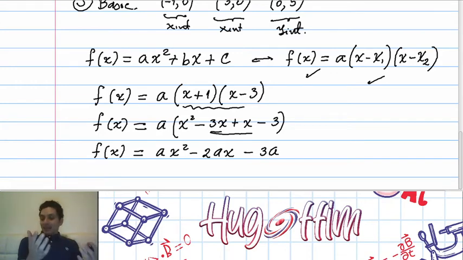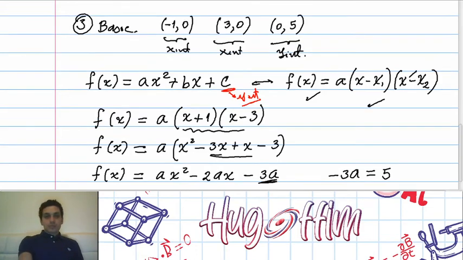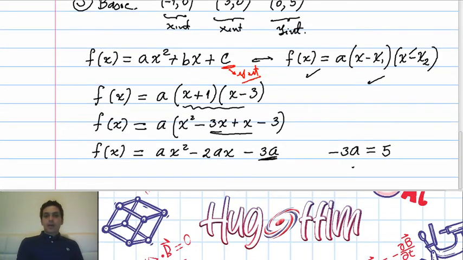Okay, and now I'm going to use the information of the y-intercept. So as the y-intercept is (0, 5), I know that in this form, this number c represents the y-intercept. So this term here, -3a, should be the y-intercept, that in this case is 5. Okay, so if it's the y-intercept, a will be equal to -5/3.